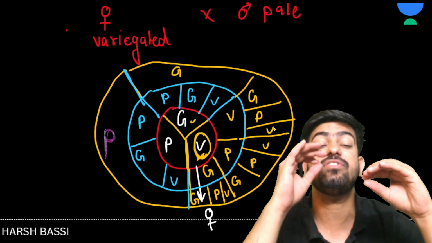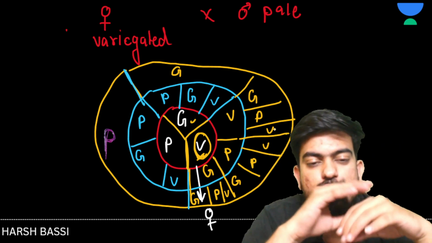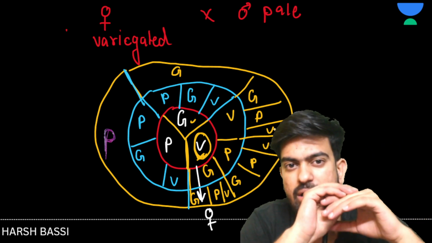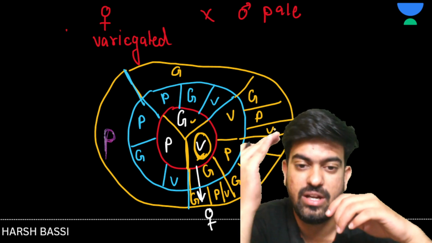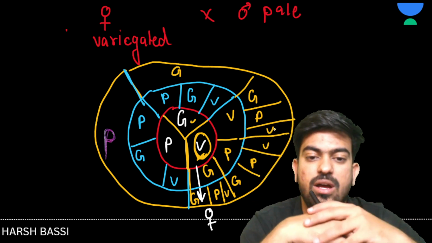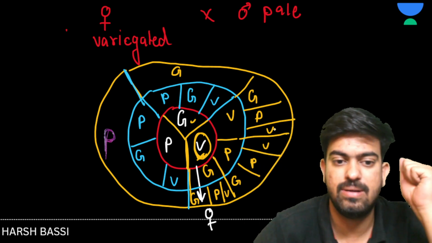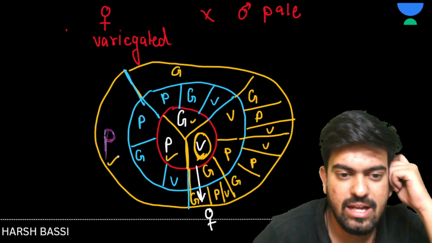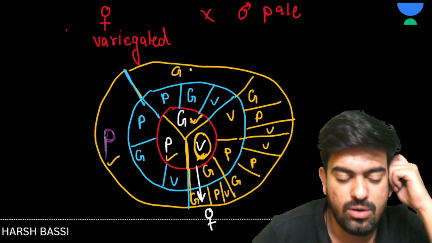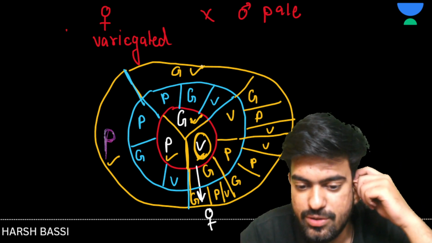Okay. So if the female is variegated, the cross can have green color also, pale color also, variegated also. But if the female is pale, it will only have pale. If the female is green, it will only have green. Yes or no? Clear to everyone?